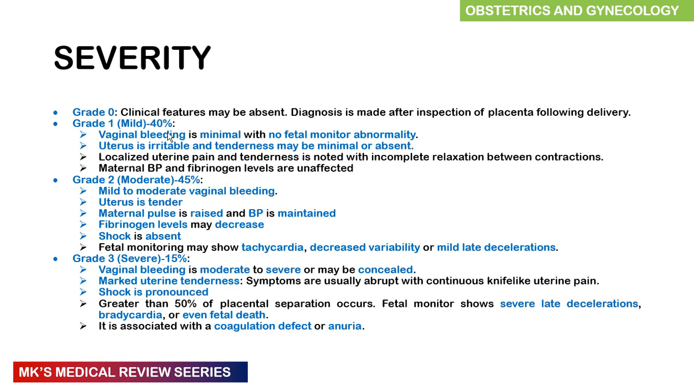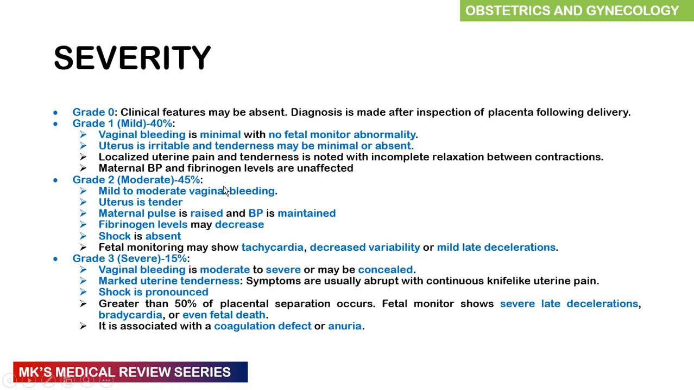Then of course you may have a grade 1, which is mild. In 40% of the cases, you get minimal vaginal bleeding. You see no fetal anomalies on the monitor, and of course the uterus is irritable, it's tender. This may or may not be there, and of course you may get some localized uterine pain and tenderness, which is noted with incomplete relaxation of the contractions.